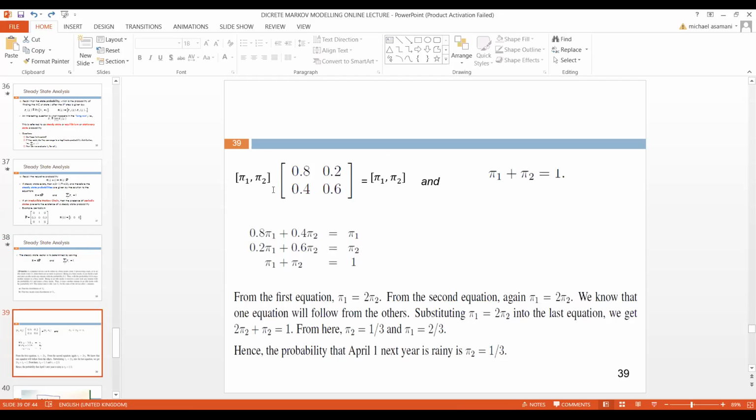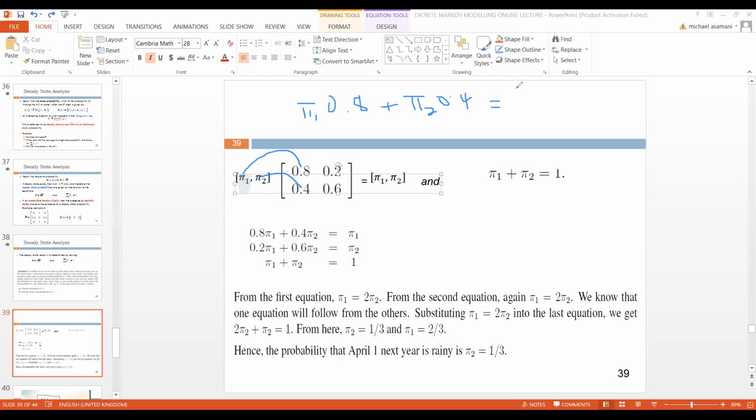So what we do here is we multiply the matrix and rewrite it as a set of equations. It's going to be pi one. When multiplying, you have pi one times 0.8, plus, then you multiply this and this, so it should be pi two times 0.4 is equal to the first probability there, which is pi one. So that gives us the first equation.